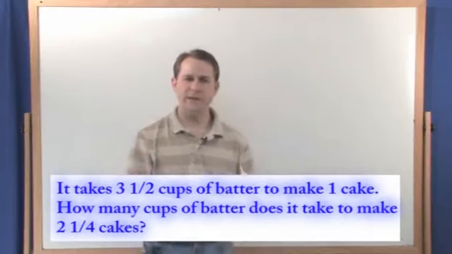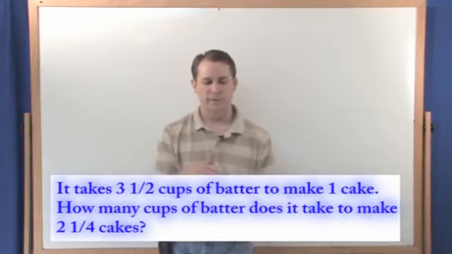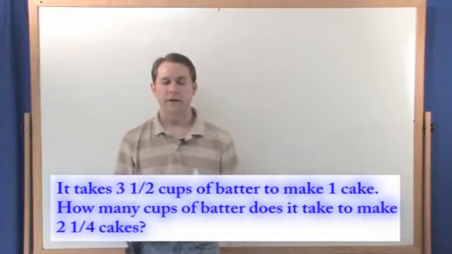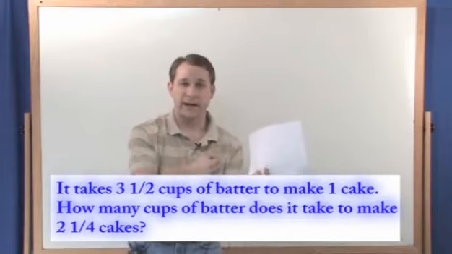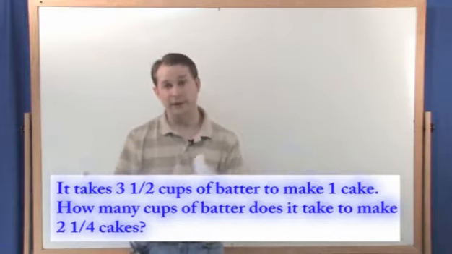Well, if you think about this, if it were a whole number of cakes, I mean, if it were 2 cakes, let's say you were trying to make, then you would just double the amount of the batter. If you needed this much batter to make 1 cake, and you were trying to make 2 cakes, you would just double it, to make 2 cakes.